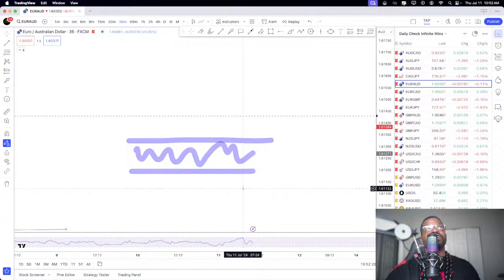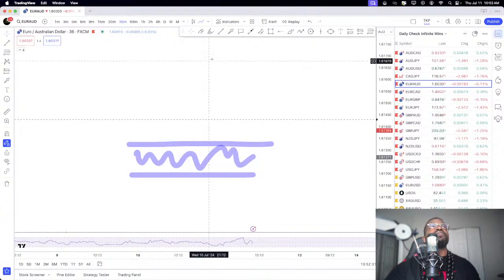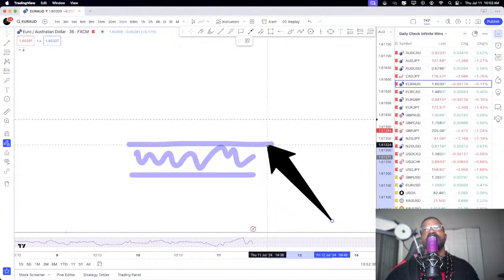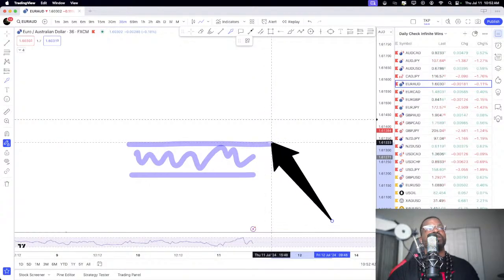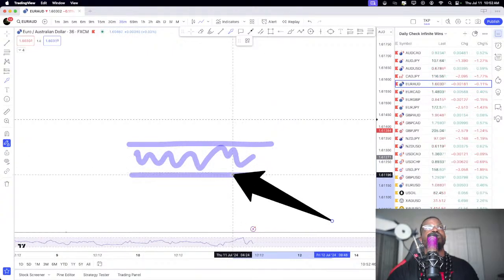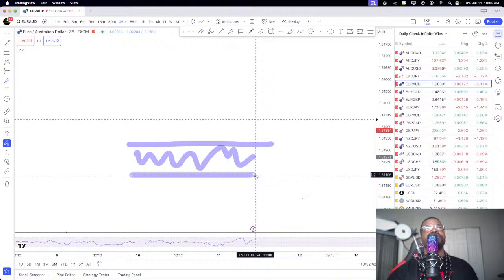If you see yourself in a room, like in your house, this would be your floor here, and this would be your ceiling. They would call the ceiling in that room resistance, and your floor would be support.